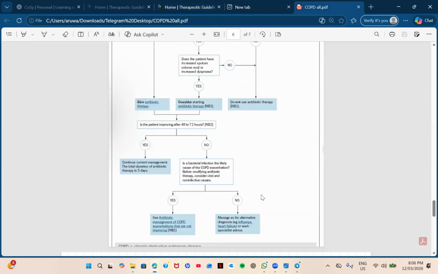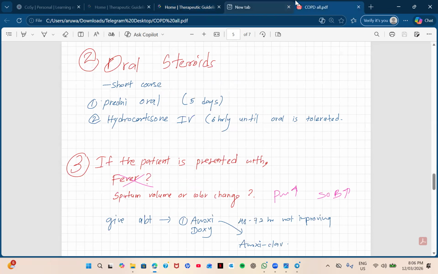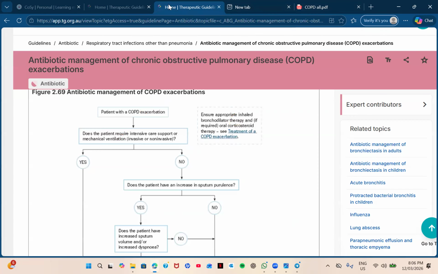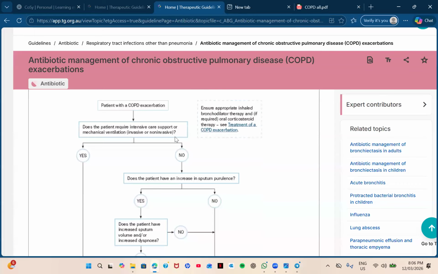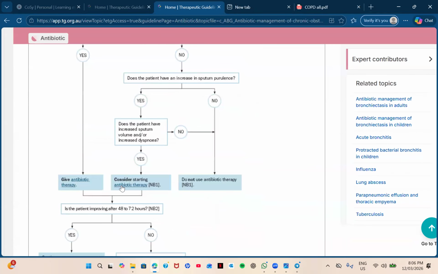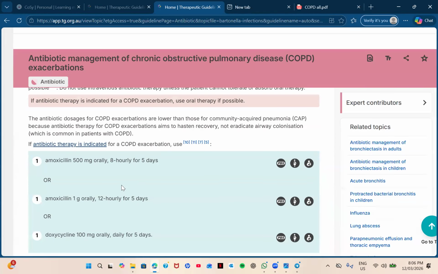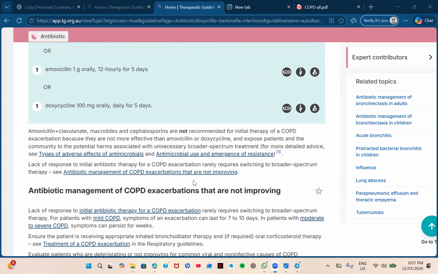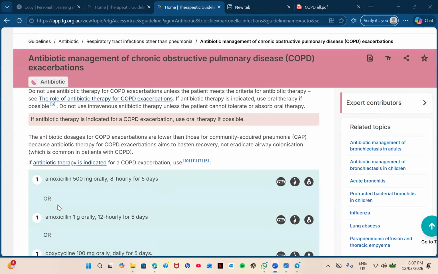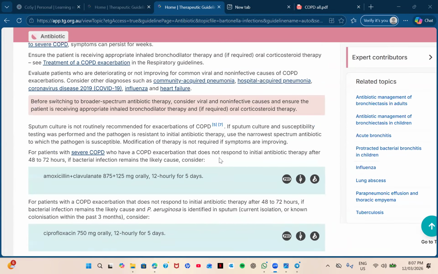Then tell me, what is the antibiotic of choice? What is the antibiotic of choice, doctors? What can we give? We have amoxicillin, right? Good. We have amoxicillin and doxycycline, right? So this is the initial antibiotic therapy.